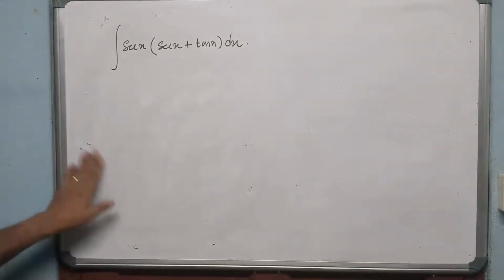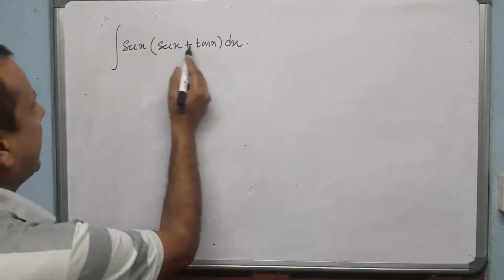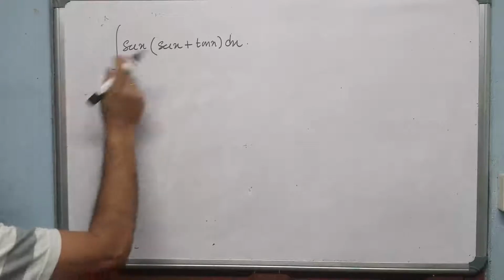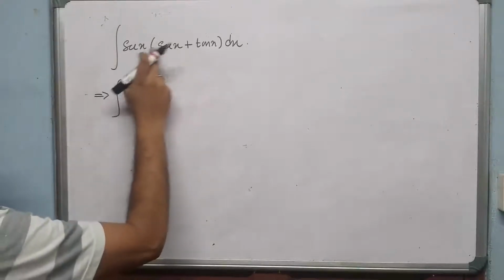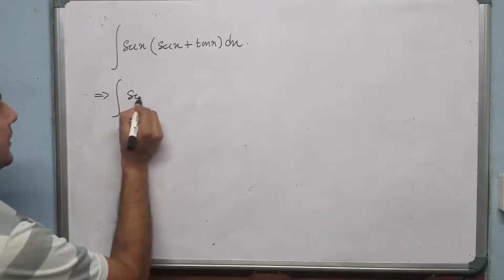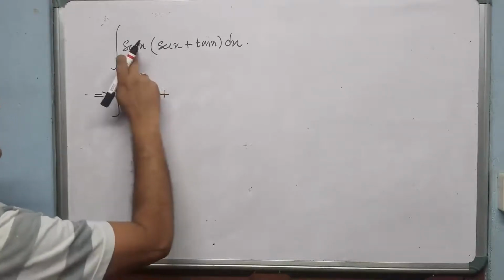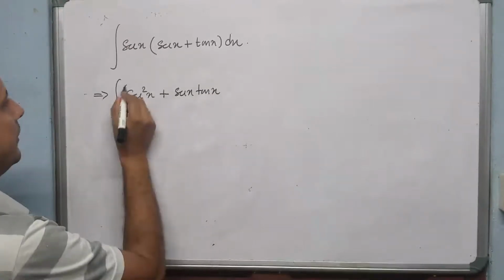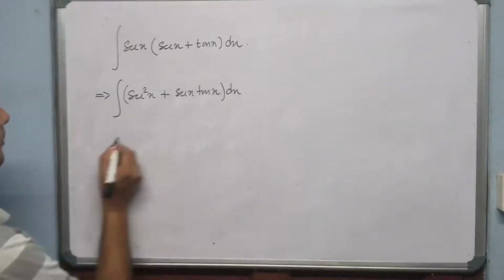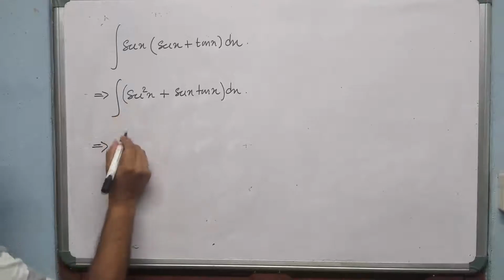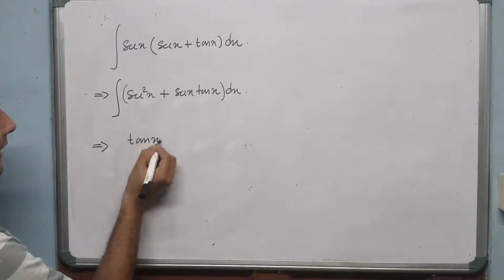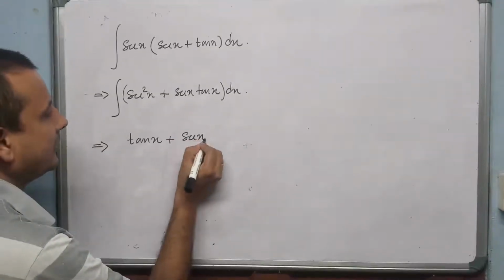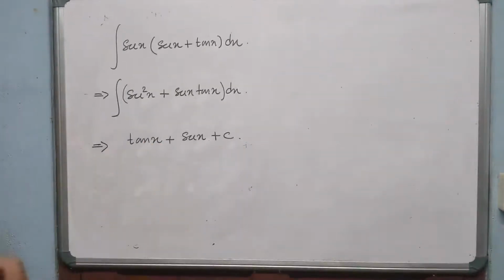Now this is a trigonometric form. Sec x within bracket sec x plus tan x. First of all, I'll open this bracket so that after the multiplication we get the function in terms of formula. Sec x into sec x is sec square x, plus sec x into tan x is sec x tan x. Now you just see your formulas. I've already given you the formulas. Integration of sec square x is tan x, plus integration of sec x tan x is sec x, plus c. It's the final answer.